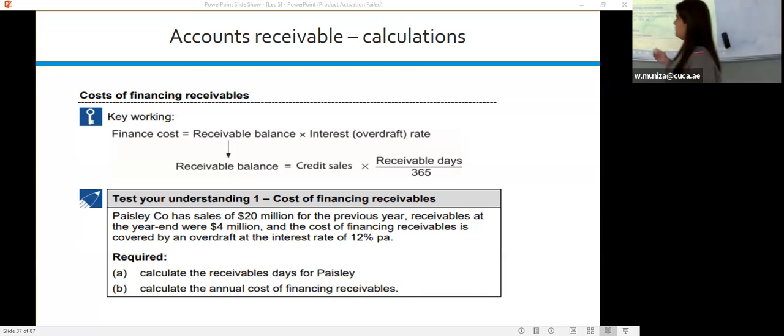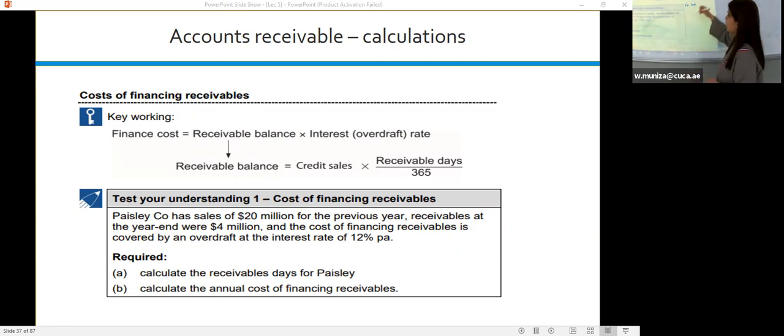It seems to be a very straightforward question. Fastly company has sales of $20 million for the previous year. Receivables at the year end were $4 million, and the cost of financing receivables is covered by an overdraft at the interest rate of 12%. So we are required to calculate the receivables balance. What is the formula? Oh, sorry, we are required to calculate receivable days. Receivable days is the requirement.